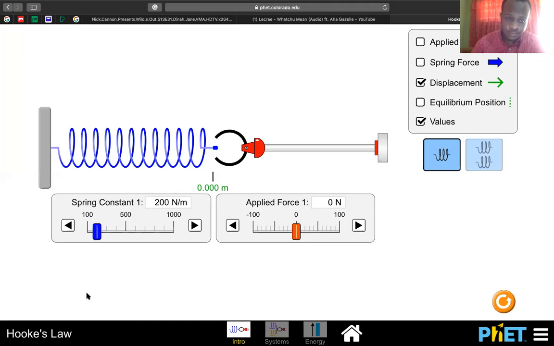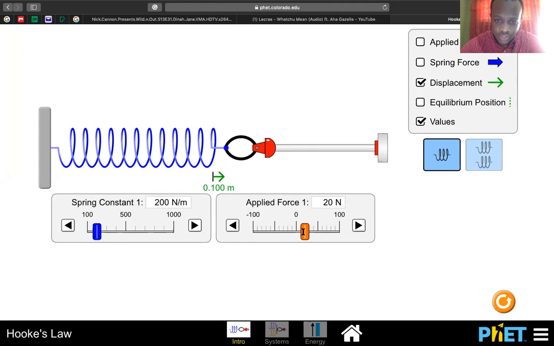All right, so we have our spring here. Are you seeing this? Yes, sir. All right, so we have our spring here and the applied force of 0, and let's just increase the force from 0 to 20, and our extension is 0.1. So make a note of that. Our extension is 0.1 at a spring constant of 200 newtons per meter.